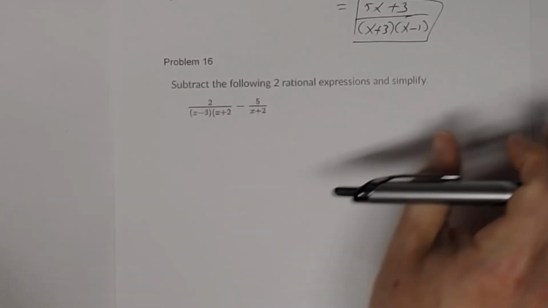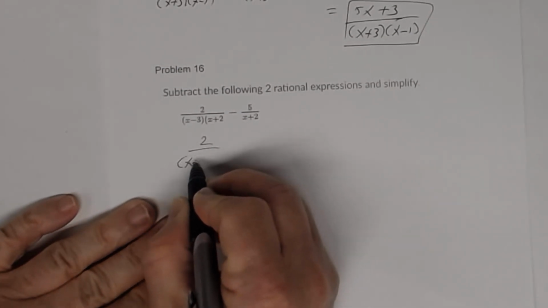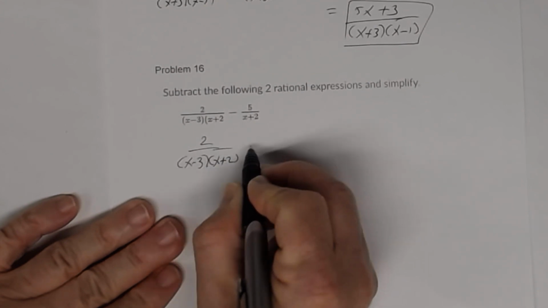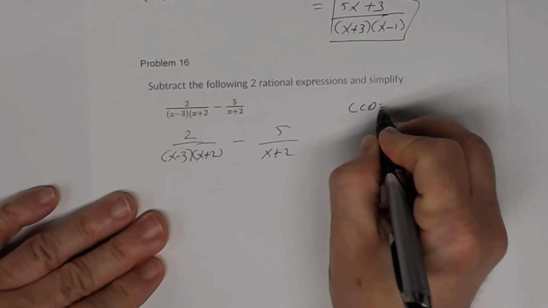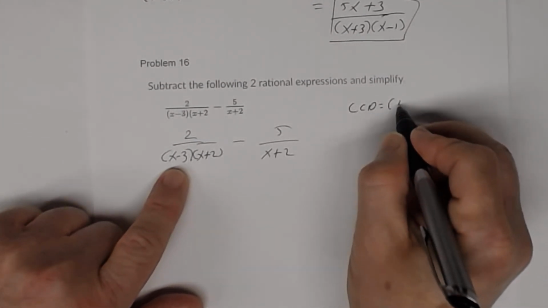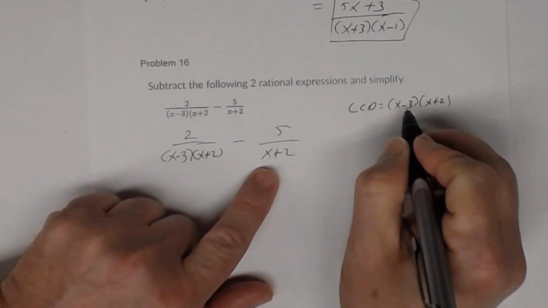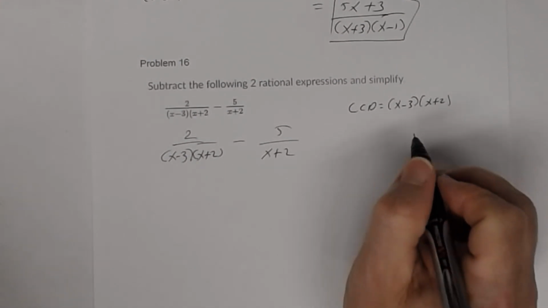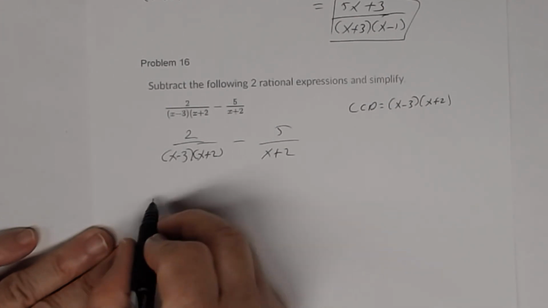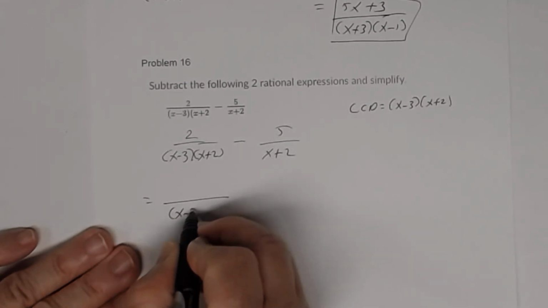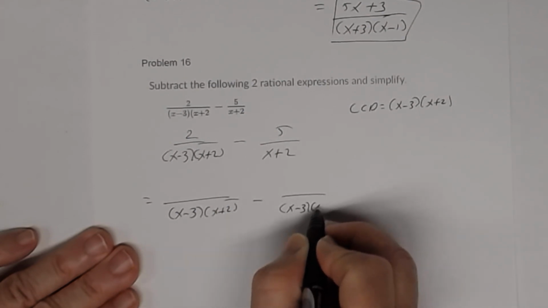Number 16 was easy because I already factored the denominator for you. So we have 2 divided by x minus 3 times x plus 2, minus 5 divided by x plus 2. So your least common denominator would be x minus 3 times x plus 2. And the next one is x plus 2, but I have it listed. So your least common denominator is x minus 3 times x plus 2. So now we're going to write two fractions with that denominator. So I'm going to say x minus 3, x plus 2, minus x minus 3, x plus 2.